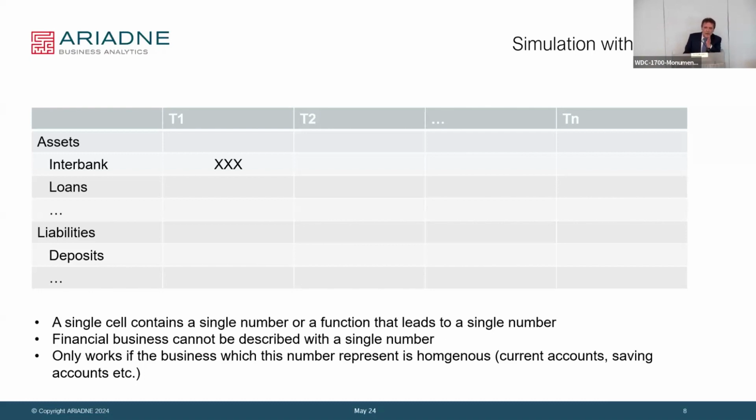The problem with this two dimensions is that in one cell you can express exactly one number. It's either a function which returns a number or it's a number directly. That's all you can do. But financial business cannot be described with a single number. We will see it even better as I talk on. This kind of simulation works only if this number represents a homogeneous mass, like current accounts. In current accounts, everything changes for all at the same time. So then it works. But as soon as you have different conditions, which then differ over time, it does not work.